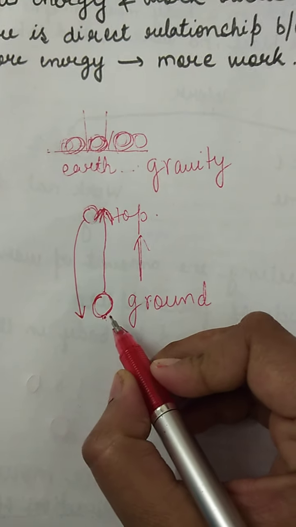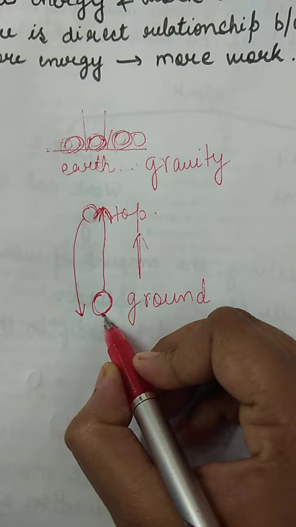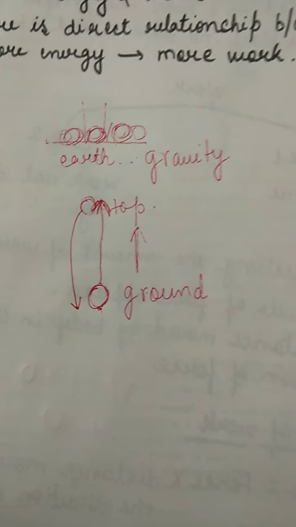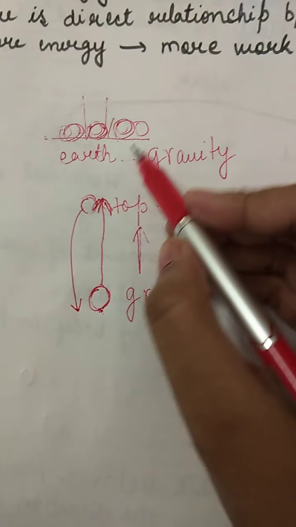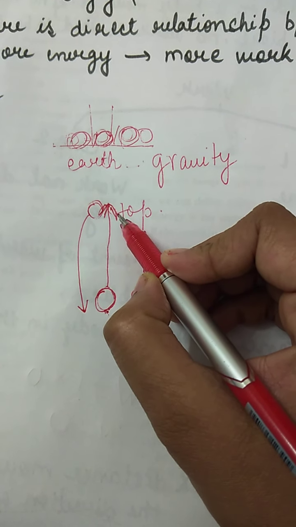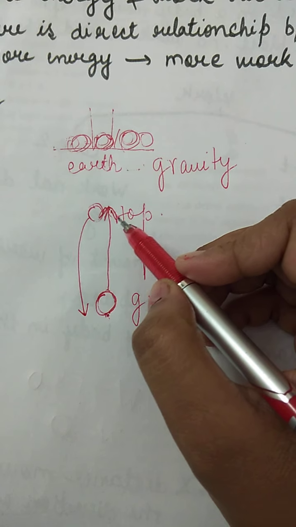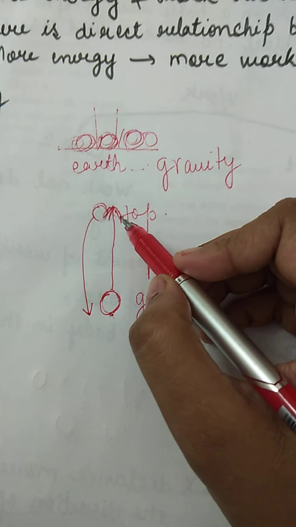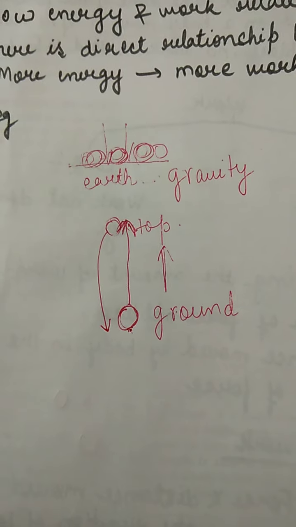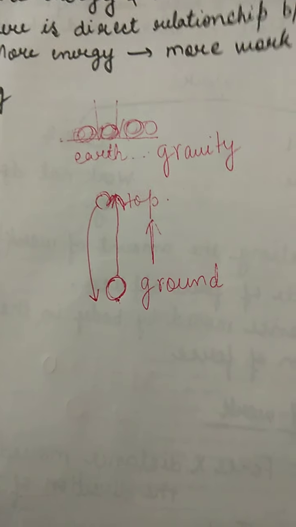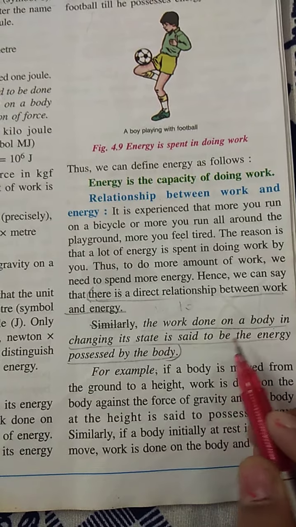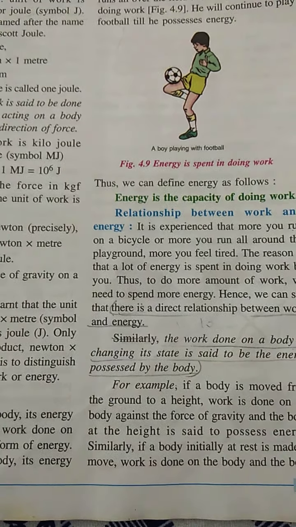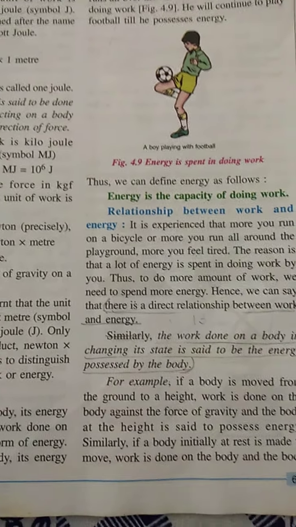How the body shows the change of state, we have just understood with the example of the ball. You can see that this ball was in the hand of a boy or on the ground, but when it is thrown with full speed, it has moved to the top position. So we can say that when work is done, energy is being possessed by the body. This is what is written in the book, and the body has shown the change in state.